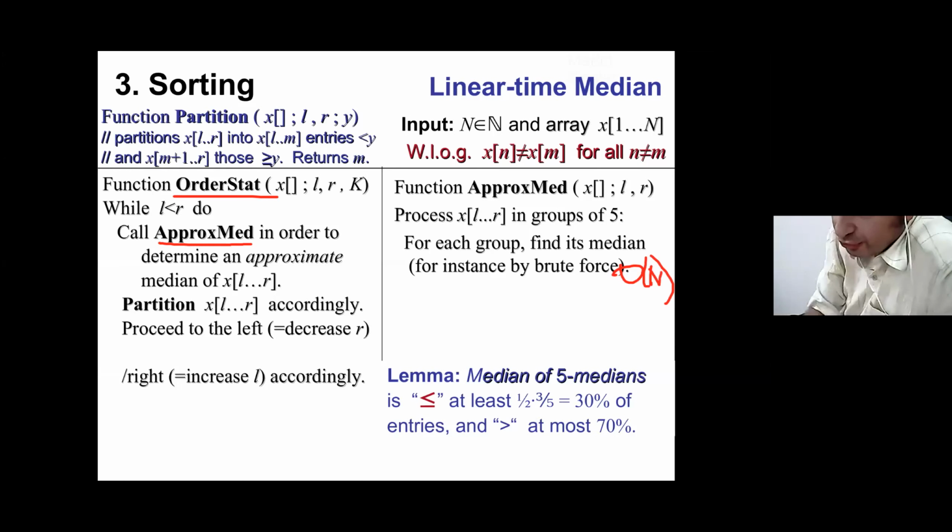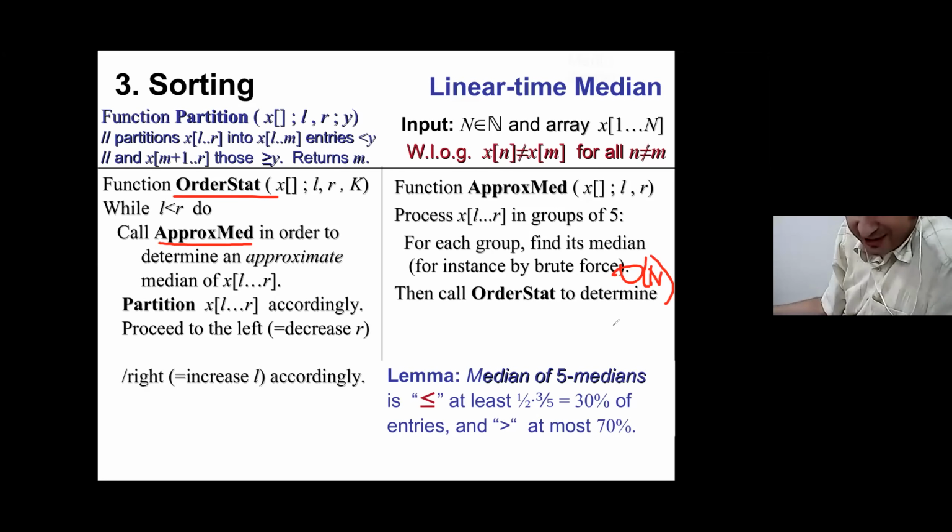There is no problem of doing this with linear cost. Then you can use the order statistics capacity to determine the median. Why? Because what does order statistics do? The order statistics gives you an element which has a given number of smaller elements.